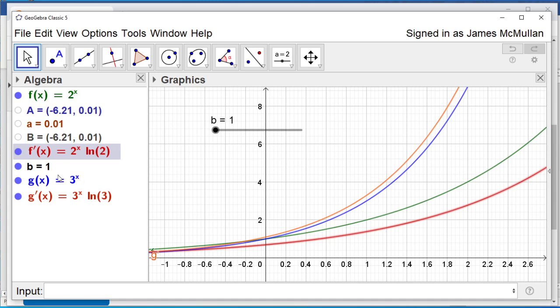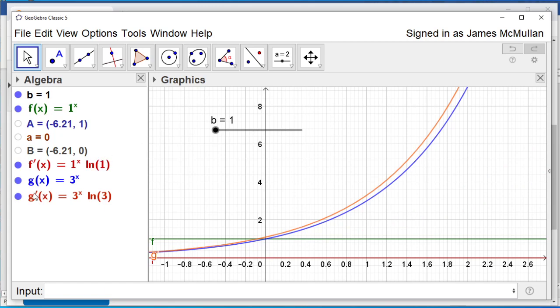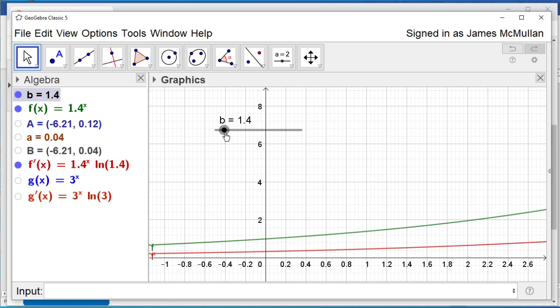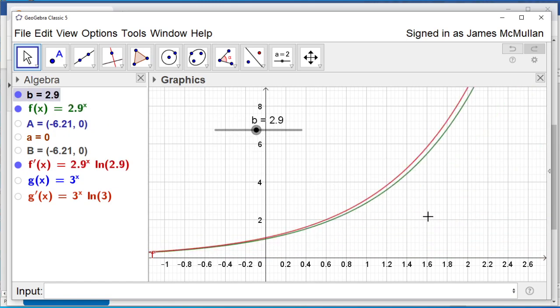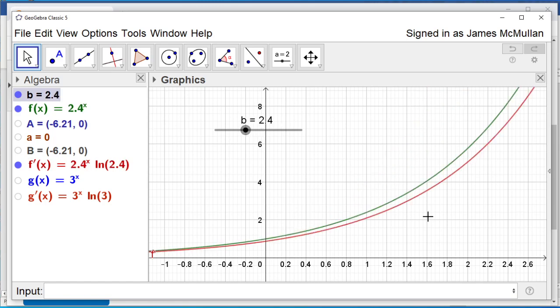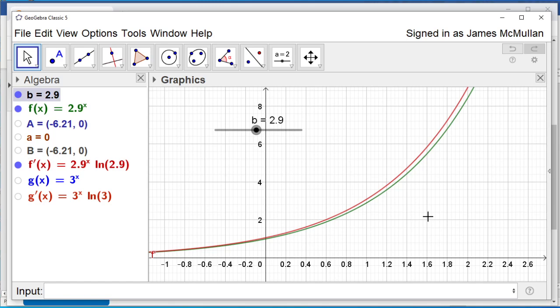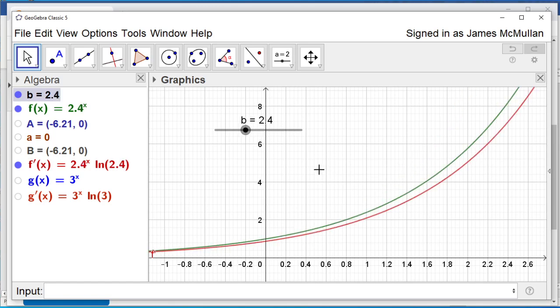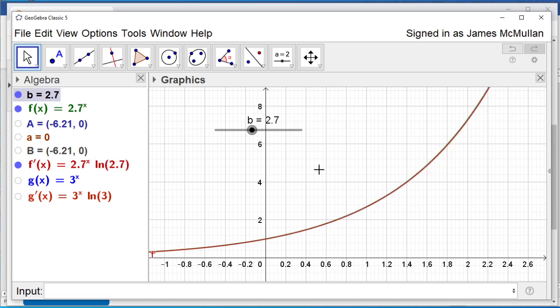Okay, and let's demonstrate that right now by changing this function from 2 to the x to b to the x, and we'll get rid of the 3 here. Now, you can see as I change the base here, they look really close, and then green is above red, and now red is above green, right? So there must be some value in between those two where we can get them to line up really closely. And in fact, if you notice here, at this number 2.7, it's really close.